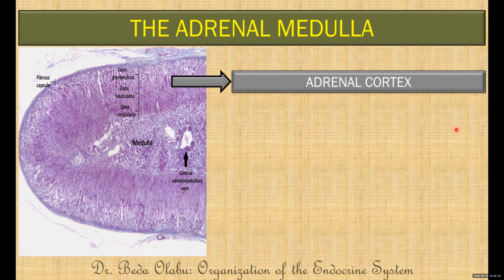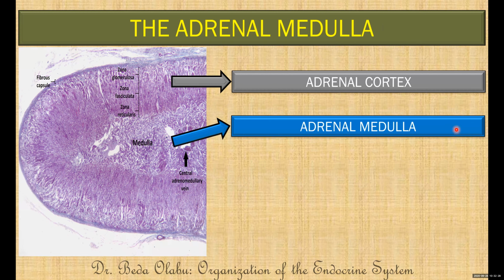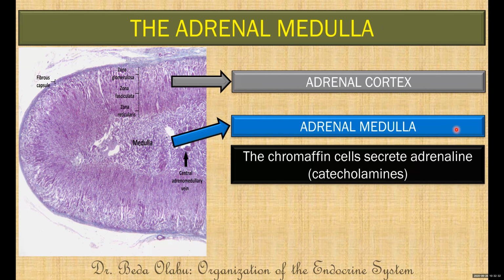We've talked about the adrenal cortex. Now let's talk about the adrenal medulla. The adrenal medulla contain what we call the chromaffin cells. Chromaffin cells of the adrenal medulla secrete adrenaline. Adrenaline is an example of catecholamines.